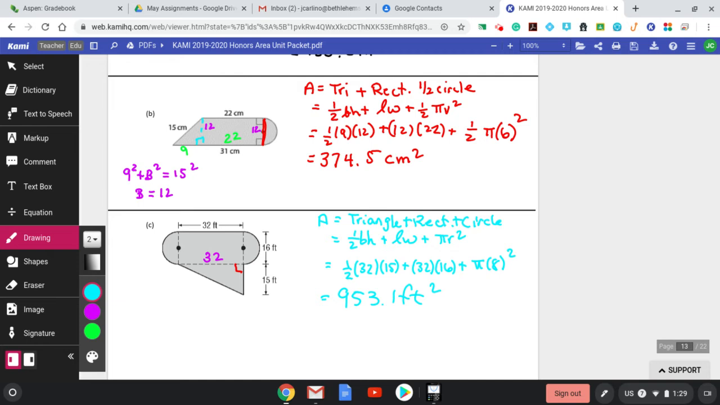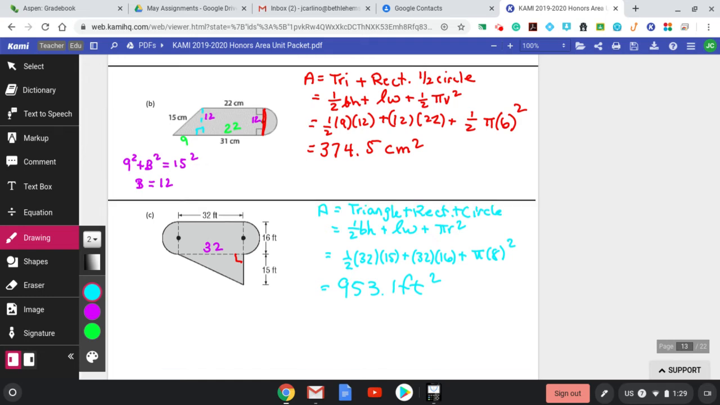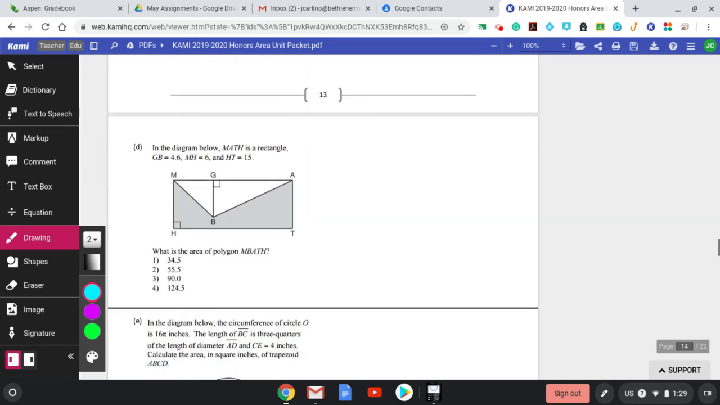All right, hopefully you guys noticed that there are 2 half circles that make a full circle there. So there was no need to take half of anything. You were just doing the area of a full circle. All right, so 953 square feet. All right, let's go on to some different type problems to finish it up here.